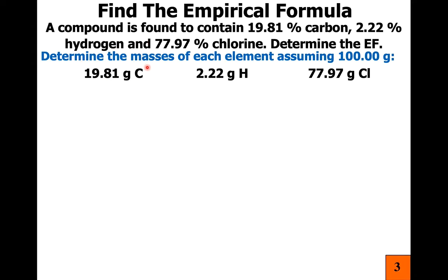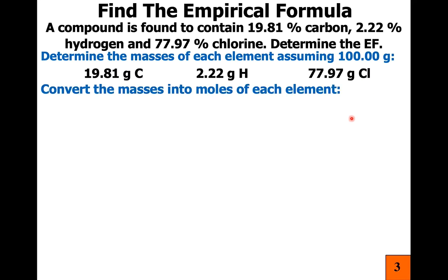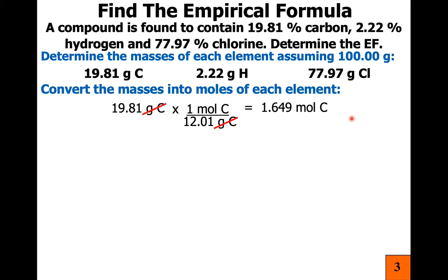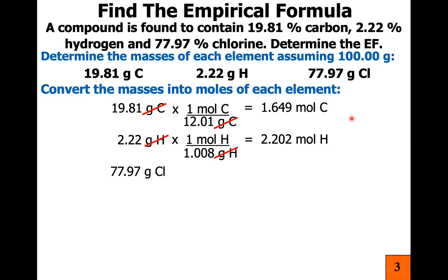A trick that we can do right away is there's not much we can do with a percent. So if we say this is exactly a 100 gram sample, then the percents transform into grams. So if we had 100 grams of this sample, it would contain 19.81 grams of carbon, 2.22 grams of hydrogen, and 77.97 grams of chlorine. Then with those in hand, we can use the molar masses from the periodic table to calculate the moles of carbon, the moles of hydrogen, and the moles of chlorine.